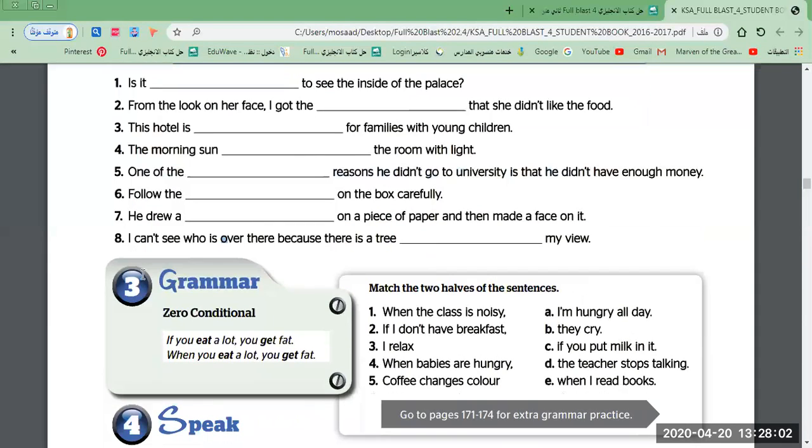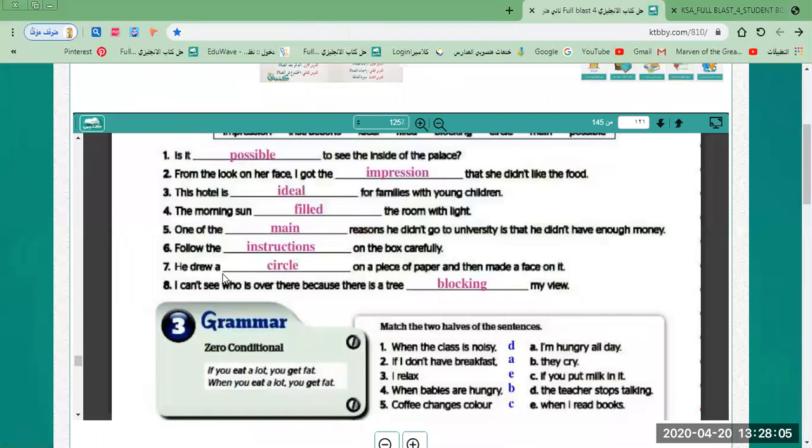We have number 7. Okay, Mr. Abdulaziz Al-Atabi, read number 7, please. He drew a circle on a piece of paper, and then made a face on it. Thank you, Azuz. We have the last one.